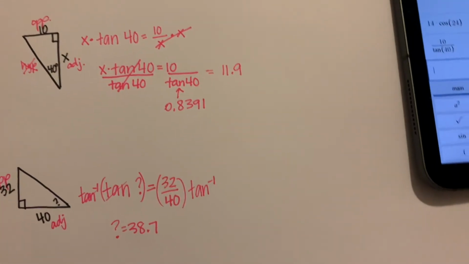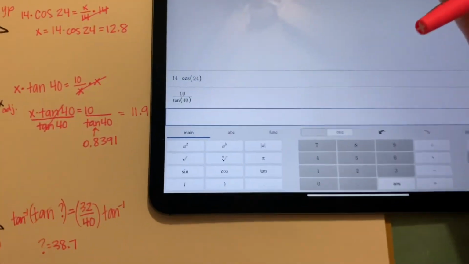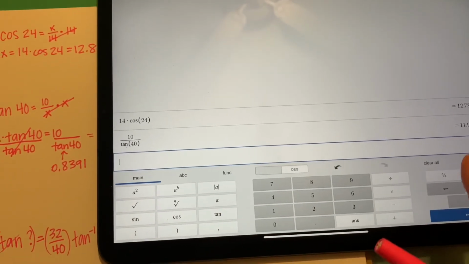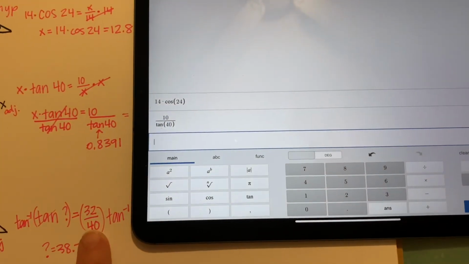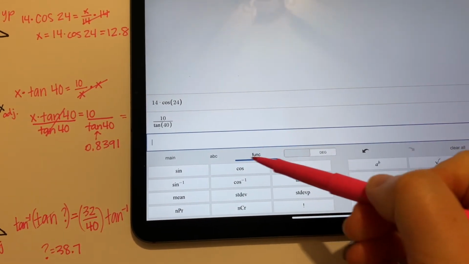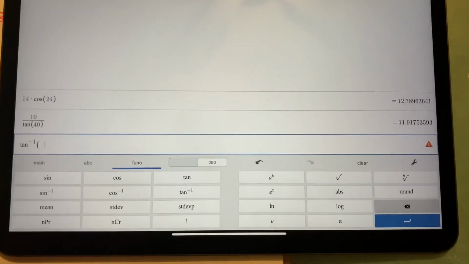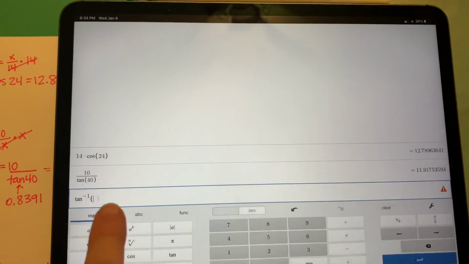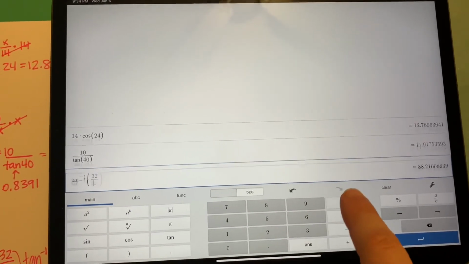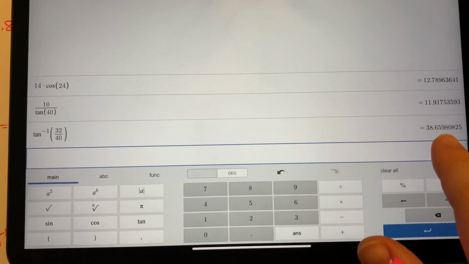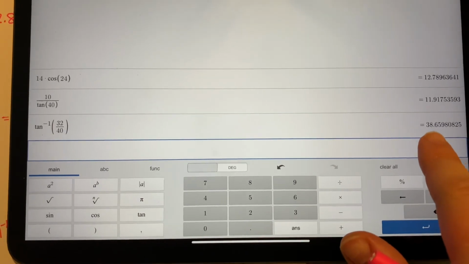I'm going to show you how to do it on the other calculators, just in case that's what you have. Same way here. Here it's function. You're going to hit this function, and then you can see the inverse of tan. Then you're going to just enter this 32 over 40. Once you hit main to go back, 32 divided by 40. Enter. That's the same thing that I got before, 38.7.